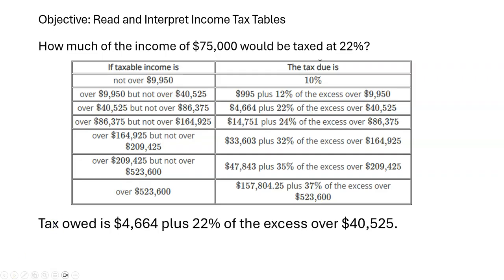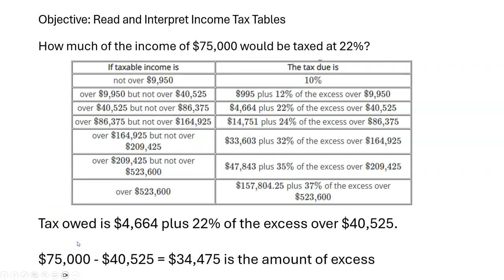Okay, so I know again that the tax owed is $4,664 plus 22% of the excess. So we need to find the excess amount. We are going to take our income and that second value, you can see in the right column, the excess over $40,525. That's what we are going to subtract from our income. So $75,000 minus $40,525 gives me $34,475. That is the amount of excess, so that is the amount that would be taxed at 22%.